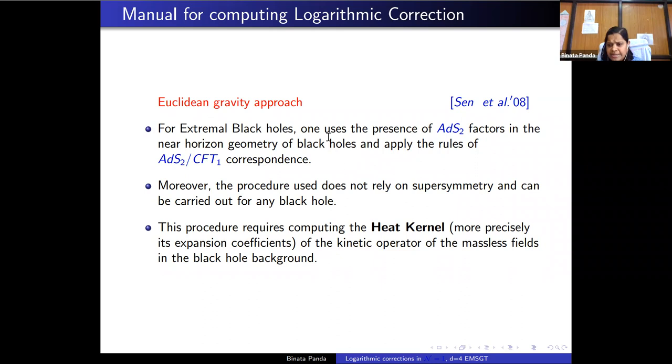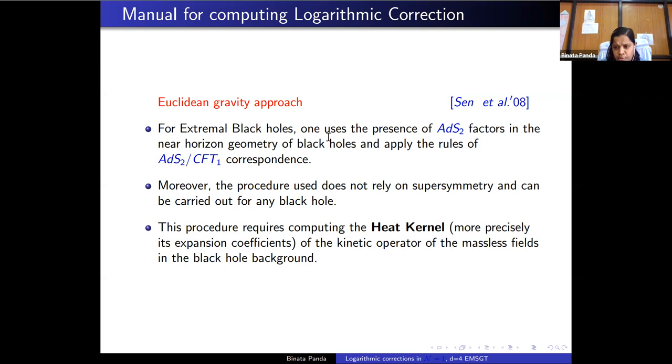For the extremal black holes, we use the quantum entropy function formalism, and both of them, the Euclidean gravity approach and the quantum entropy function formalism, are well established by now. As I mentioned earlier, this procedure does not rely on supersymmetry. So this can be carried out for any black hole, even for the non-supersymmetric ones, and in our work we have done it for the non-supersymmetric ones. However, this requires computing the heat kernel, more precisely its expansion coefficient, of the kinetic operator of the massless fields in the black hole background. So I'll just outline the main steps we use in this approach, that is, how you can compute the logarithmic correction from the coefficients.